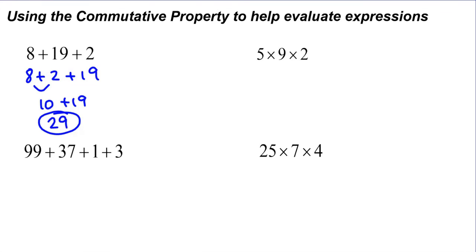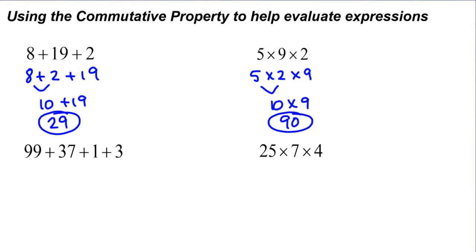The next one, 5 times 9 times 2. How might the commutative property help us with that? 5 times 2 is a pretty easy product to do, so I'm going to swap places there with the 2 and the 9. I'm going to do 5 times 2 first, which is 10, and then 10 times 9 is easy to do. That's 90.